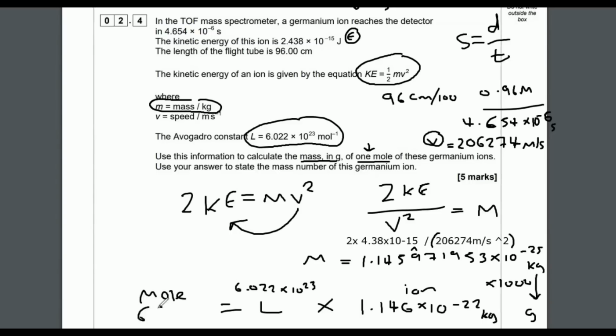And that's going to give me the mass in grams of a mole, and the mass in grams of 1 mole is equal to 69.012. Now they asked us for the mass number of germanium, so I need to round that to a whole number, an integer, so it's 69. So the answer here for the full 5 marks, bosh, 69.